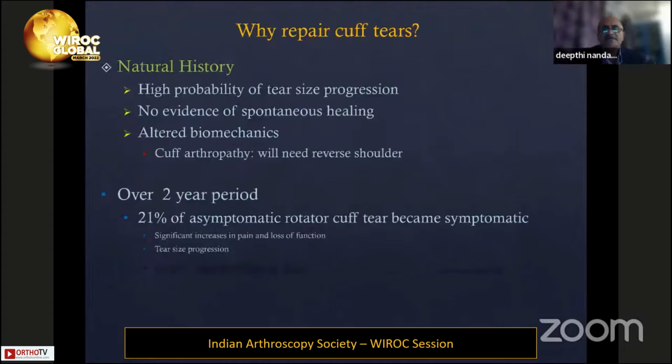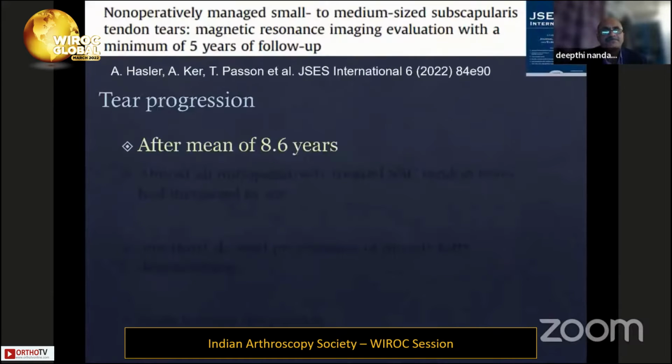If you look at the natural history, why do we actually have to repair them? We do have a lot of asymptomatic degenerative cuff tears, and it's very interesting that some of them are symptomatic and some are not, and we are not entirely sure why. But if you look at the natural history of these over a 2-year period, 21% of the asymptomatic ones become symptomatic, and the size of the tear also increases. So early detection is the key. Clinical examination is the most important way of finding them.